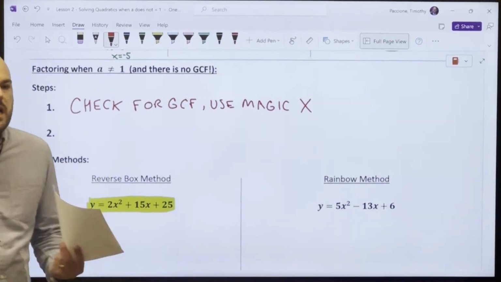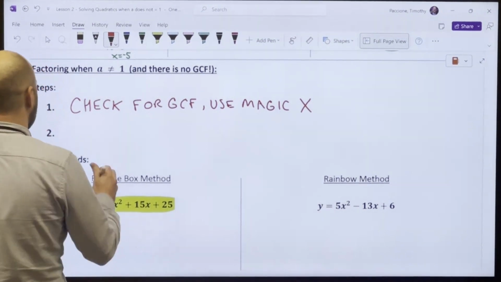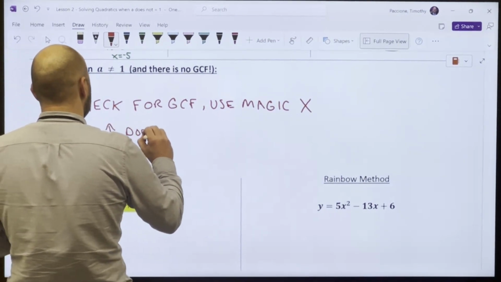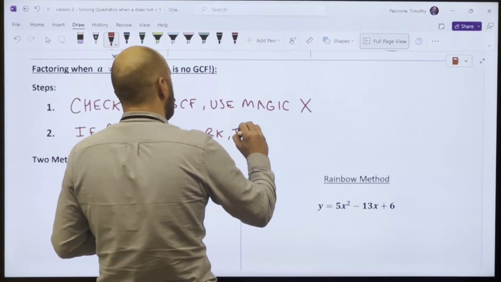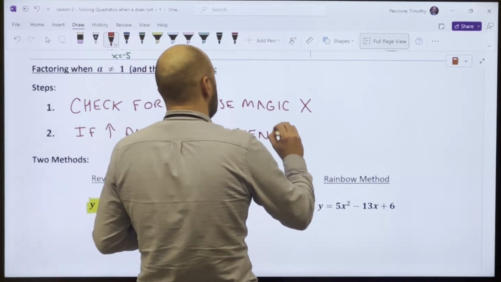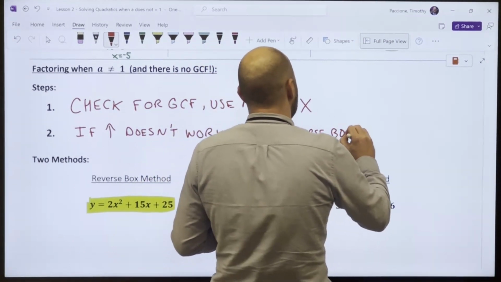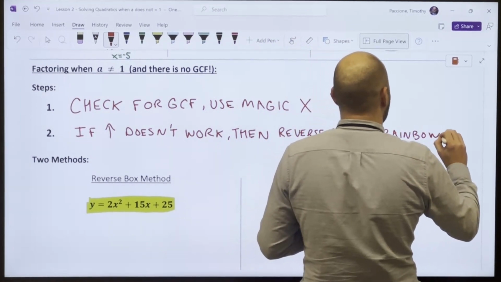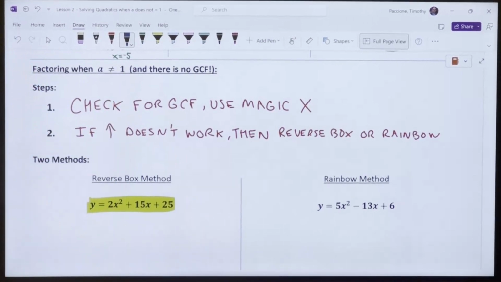So, let's say you've checked for a GCF, like in this problem, there is none. Now you have to move on to your other method. So, if that doesn't work, then your 2 options are reverse box or rainbow. Those are your 2 methods that we're going to talk to you about today. Okay? Reverse box or rainbow. All right? We'll start with the reverse box. I'll show you an example, and then we'll talk about the steps at the end.